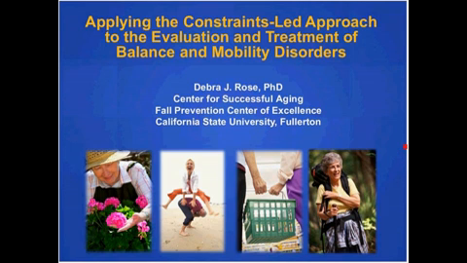Deborah Rose is a professor in the Kinesiology Department and Director of the Institute of Gerontology, an award-winning Center for Successful Aging at California State University in Fullerton. She also serves as co-director of the Fall Prevention Center of Excellence, established in 2005 with funding from the Archstone Foundation. Dr. Rose received her Master's of Science from the University of Oregon in 1982 and her PhD from Penn State University in 1985. Her primary research focus is in the area of postural control, mobility enhancement, and the prevention of falls in later years.